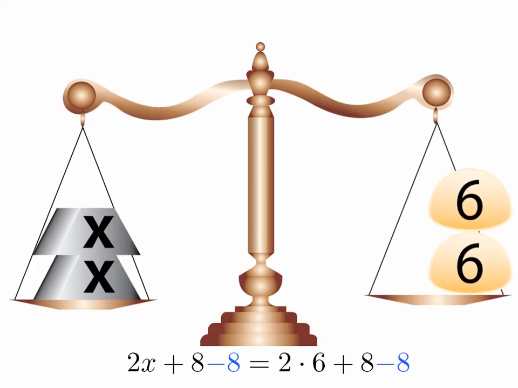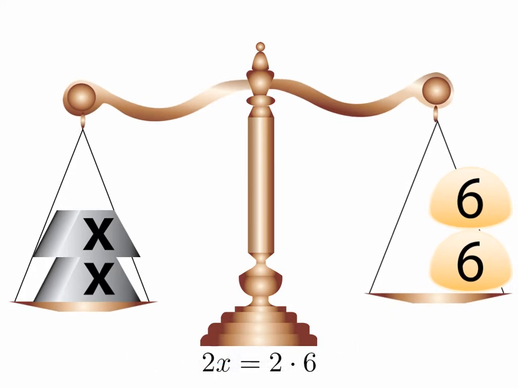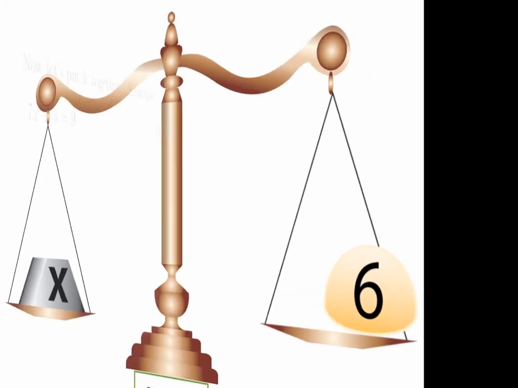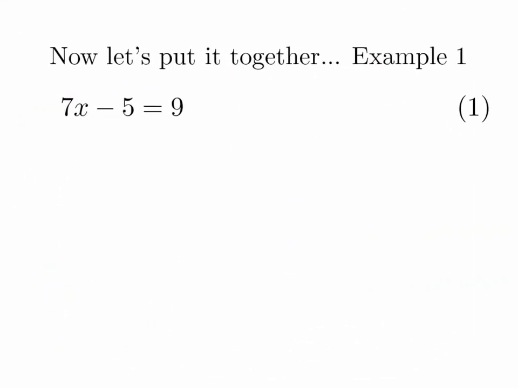And when we do that, the equation is balanced again, but we're still trying to isolate the x. So we have to divide both sides by 2. And when we do that, we're left with x is equal to 6. So we're going to put it all together. Essentially, all we're doing is doing everything we just learned, but we're doing both of them at the same time.